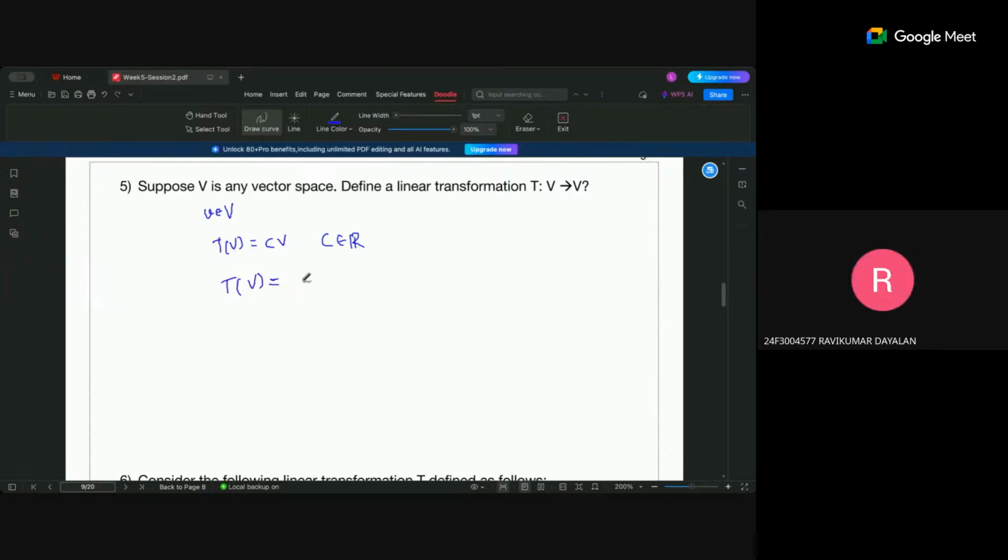Can we use the zero vector? Exactly. So the linear zero transformation, this we call the zero transformation. All v in V go to zero. Sorry, I should write it better. So here, all v in V go to zero. That is called a zero transformation.